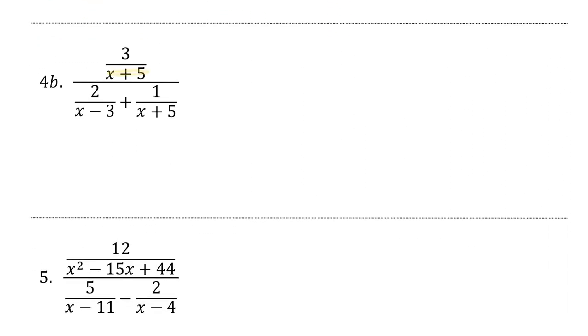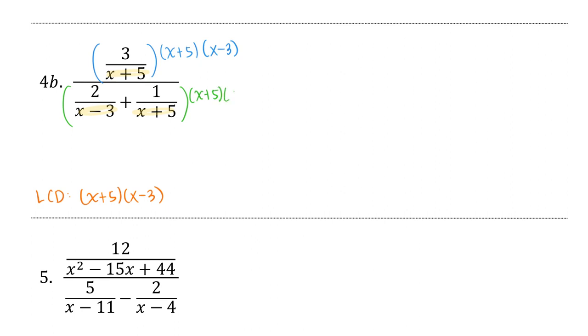Okay, what do I got? I got x plus 5. I got x minus 3. I got x plus 5. So the x plus 5 is great because 2 of them have an x plus 5, but then that other one has an x minus 3 for no reason. Let's multiply the top by the x plus 5 and the x minus 3. And the bottom, everything by x plus 5 and x minus 3.